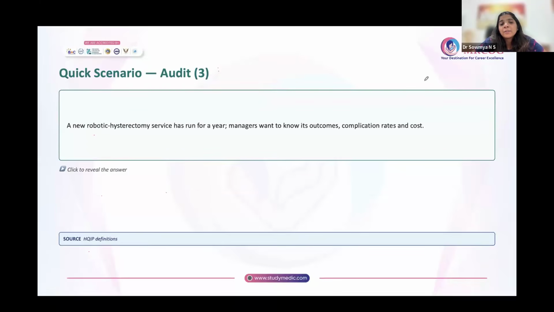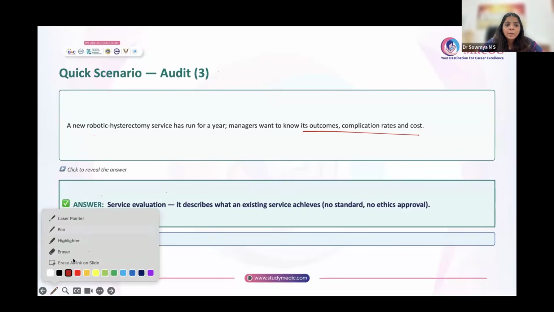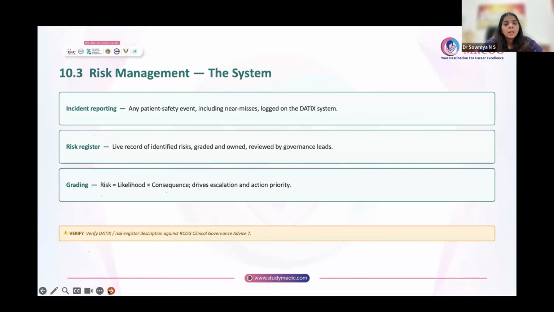A new robotic hysterectomy service has run for a year. Managers want to know its outcomes, complication rates and cost. Is it audit? Do you guys think it is audit? It is not, correct? Because they are trying to know this. So this is the difference between audit and service evaluation. I hope this is clear. Okay.